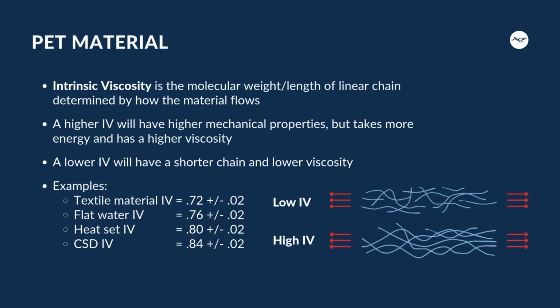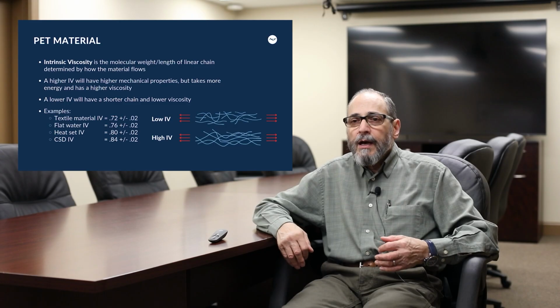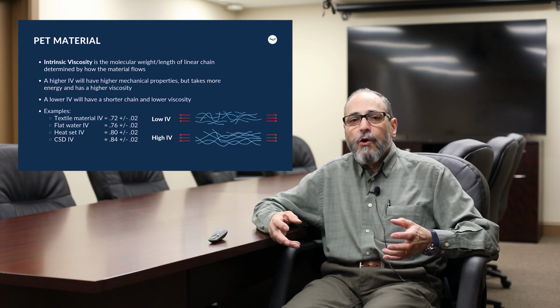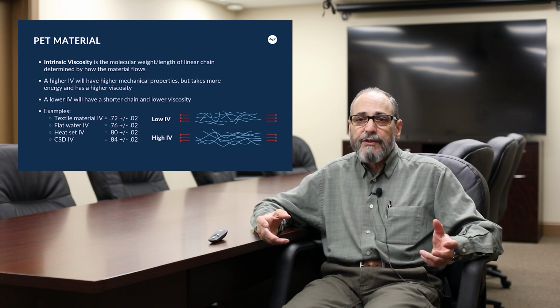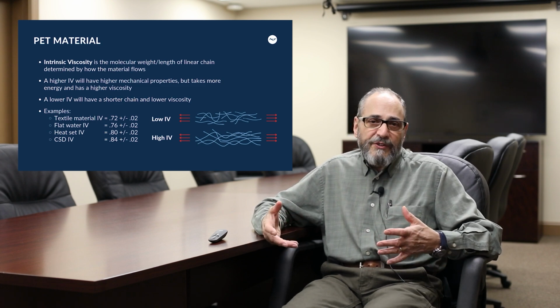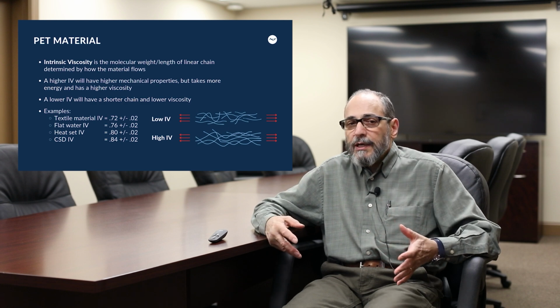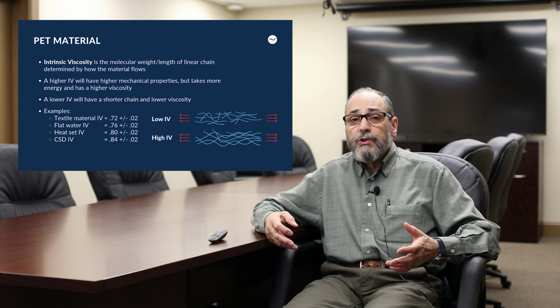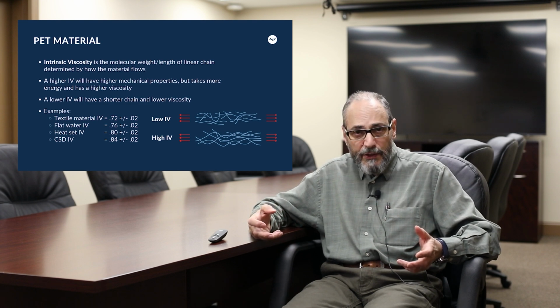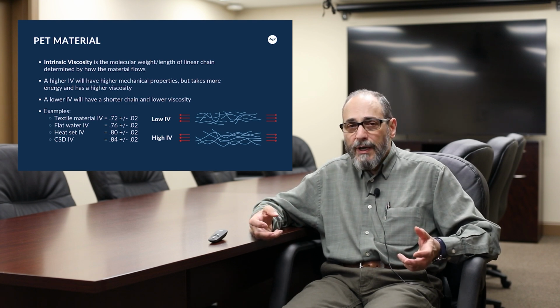Another key part of the overall process is looking at the material, the PET resin. A key factor in that is its intrinsic viscosity. That's its molecular weight. The higher the molecular weight, the longer and more complex the PET molecule strings are. So, for instance, flat water uses a relatively lower IV of around 0.76, whereas CSD bottles use a more complex molecule at a 0.84 IV.